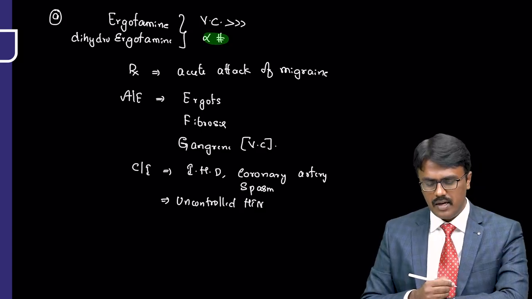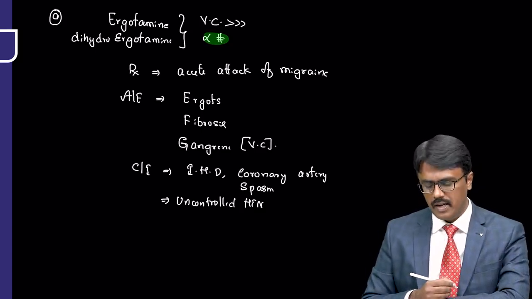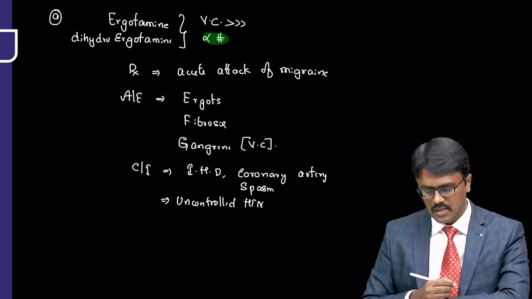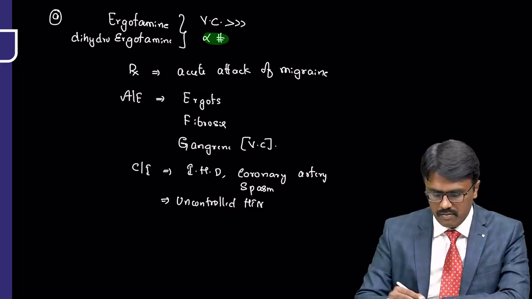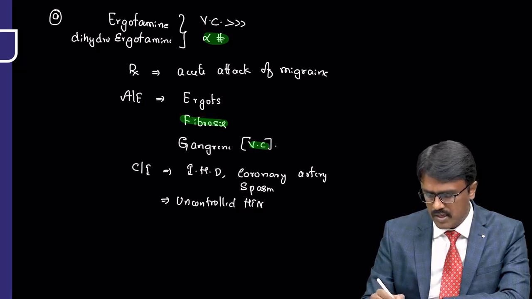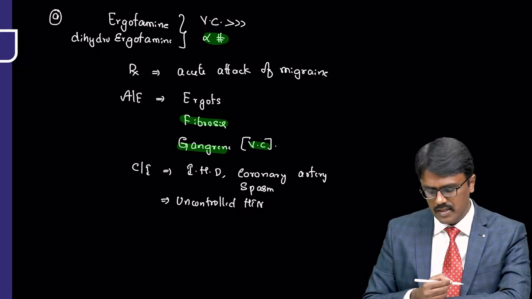So they are called ergotamine and dihydroergotamine. They are used for acute attack of migraine. They are potent vasoconstrictors, and the main problem is fibrosis. Because of vasoconstriction, they can cause gangrene, and these are their contraindications.